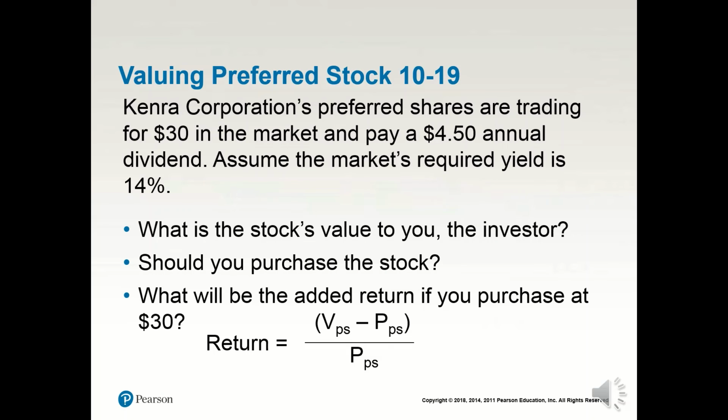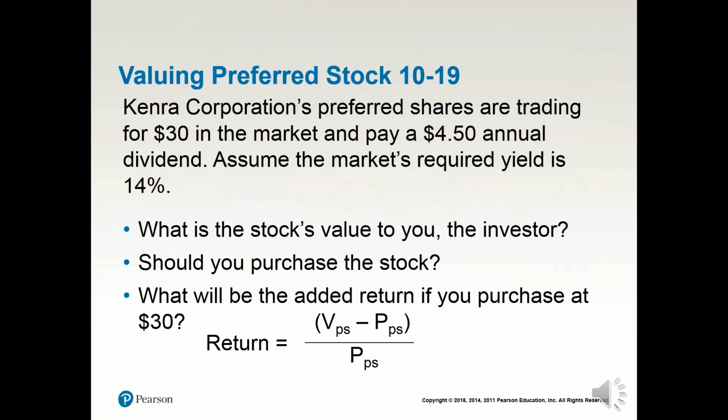Let's take it another step further. With Kenra Corporation, their preferred shares are trading for $30 in the market, and they pay a $4.50 annual dividend. Let's say that the market's required yield is 14%. Here are some of the questions we ask ourselves as we're evaluating this stock. What is the stock's value to me, the investor? Should I purchase the stock? And what would be the added return if we purchased it at $30?